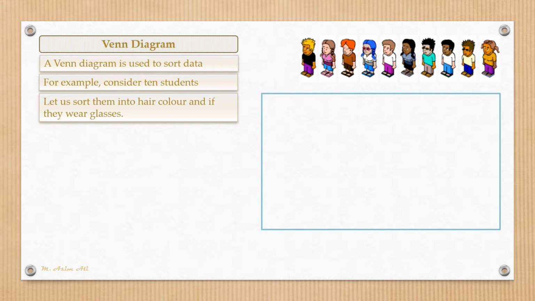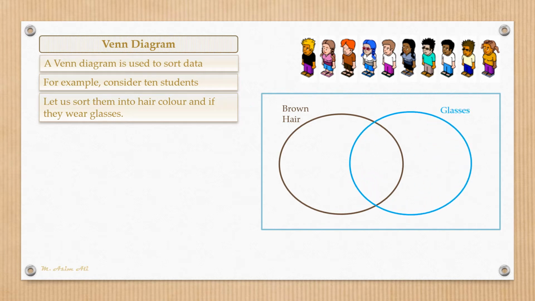A universal set is the largest set which contains all the small sets, and then we are making a set of brown hair students. All the students who have brown hair will come inside this set. And secondly, we have another set labeled glasses. All the students who wear glasses will come inside this set. And the students who have brown hair and glasses, they will come in both of the sets, in the overlapping part of the sets, which is in the middle. You can see where the two sets overlap each other.